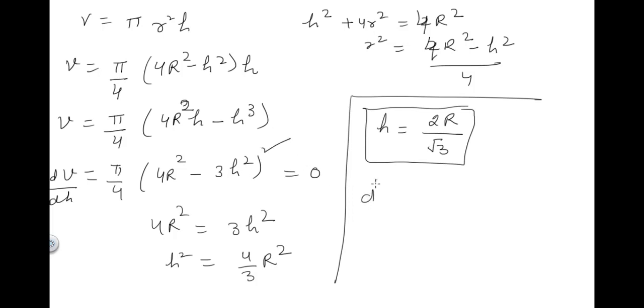We get d square V by dh square, that comes out to be pi by 4 as it is, differentiation of 4R square is 0, minus 6h, which comes out to be negative, less than 0, at h equal to 2R upon root 3, right? Because h is positive here. If we put that, we get a negative value. So we have proved that the volume is maximum when the height is equal to 2 upon root 3 times the radius of the sphere. Clear? This is what we had to prove in this.